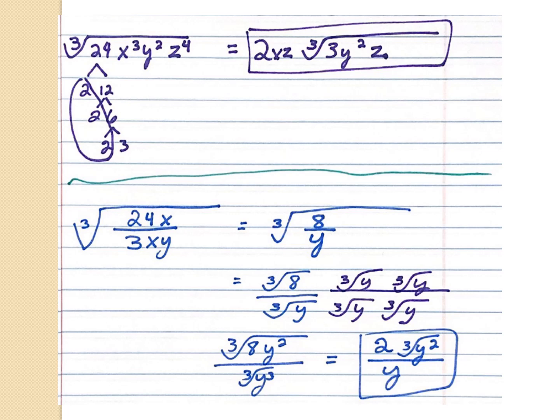On the second one, I simplified underneath that radical first. 3 goes into 24 8 times. The x's cancel, and the y is left in the denominator. Okay, so again, 24 over 3 was 8. X is canceled. Y is in the denominator. Now, I've gone as far as I can in terms of simplification, so I'm going to break them back apart. And that gets me the cube root of 8 over the cube root of y. I rationalize my denominator. And that gave me the cube root of 8y squared over the cube root of y cubed.